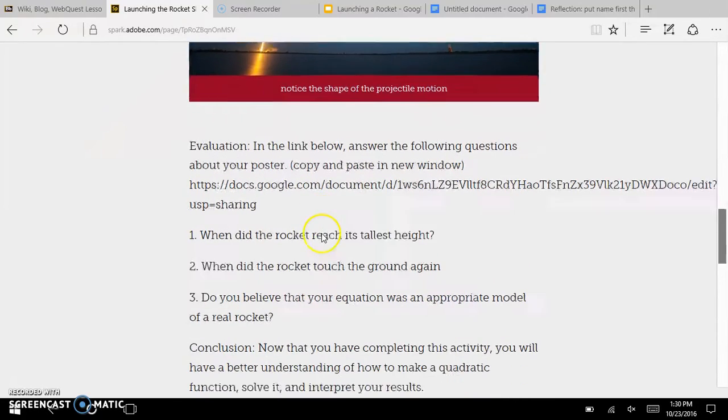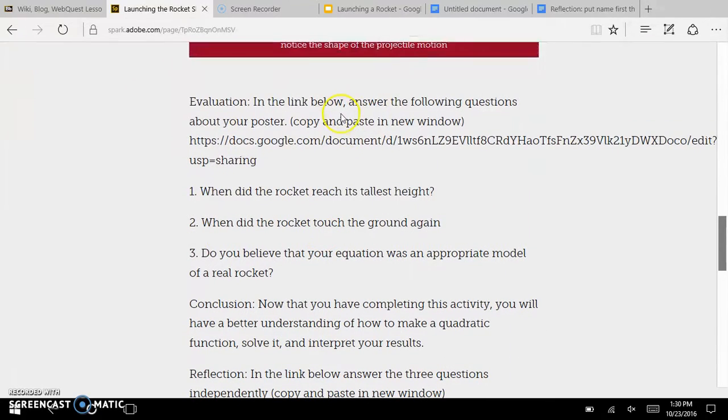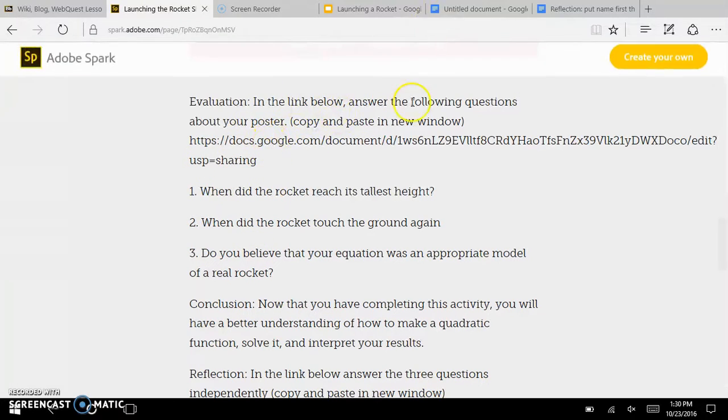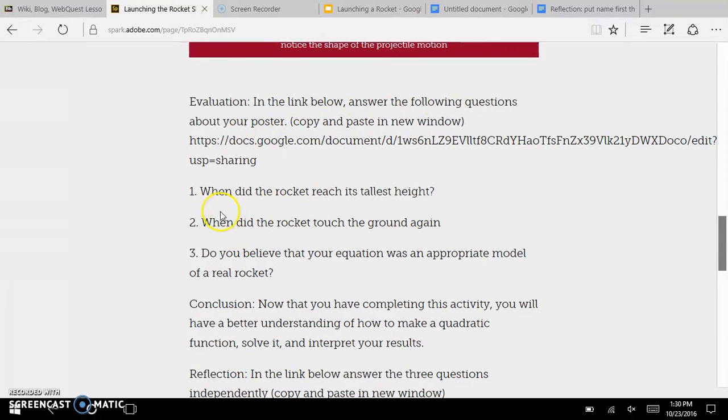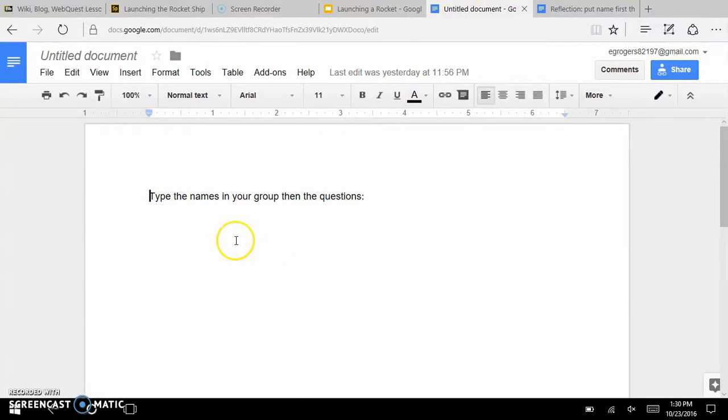All right, and for the evaluation for their activity, we have these 3 questions. They are going to copy and paste a shared document into a new window again. I'll show you just a sec. They're going to answer the questions: when did the rocket reach its tallest height? When did the rocket touch the ground again? And do you believe that your equation was an appropriate model of a real rocket? So when they copy and paste that, it's going to come to this, and they have to type the names of the group and answer the questions.